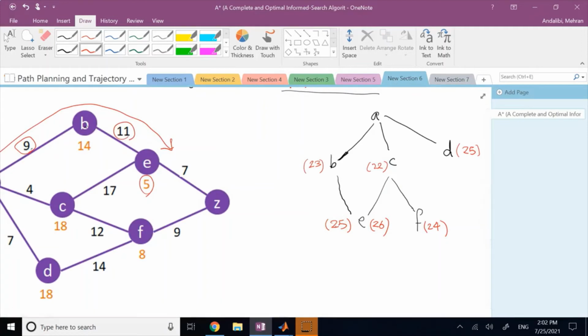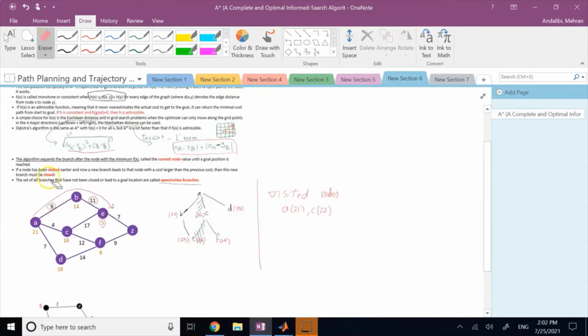What does that mean? It means this branch here that led to E and cost me more than what I have right now is a dead branch. Right? Because it cost me more. If I have something that costs me more, why should I even go in that direction? That's completely meaningless. So what I will do, I replace that with this branch A, B to E, and that A, C to E, I say that branch is called closed. So ACE is a closed branch.